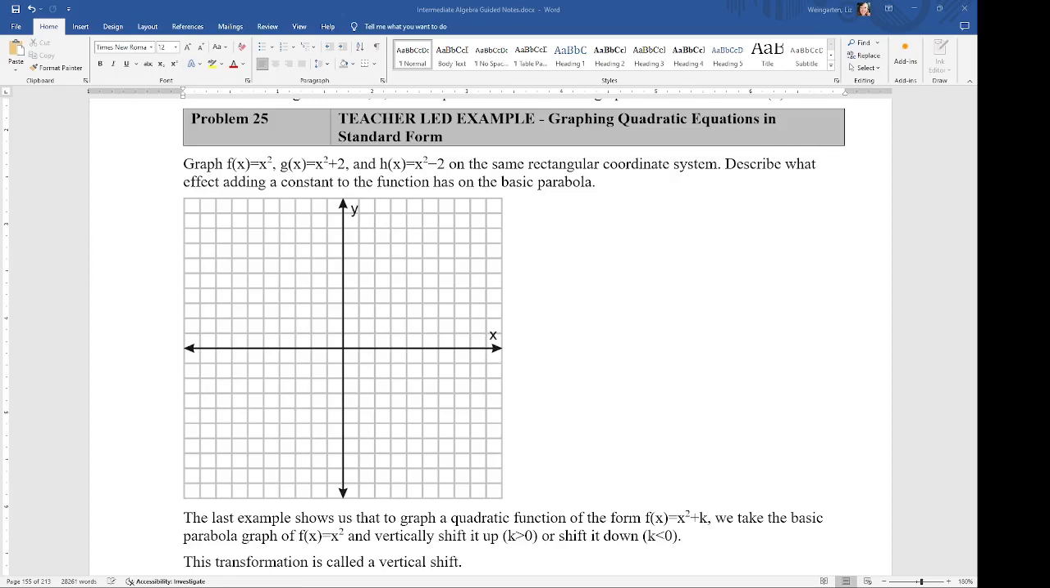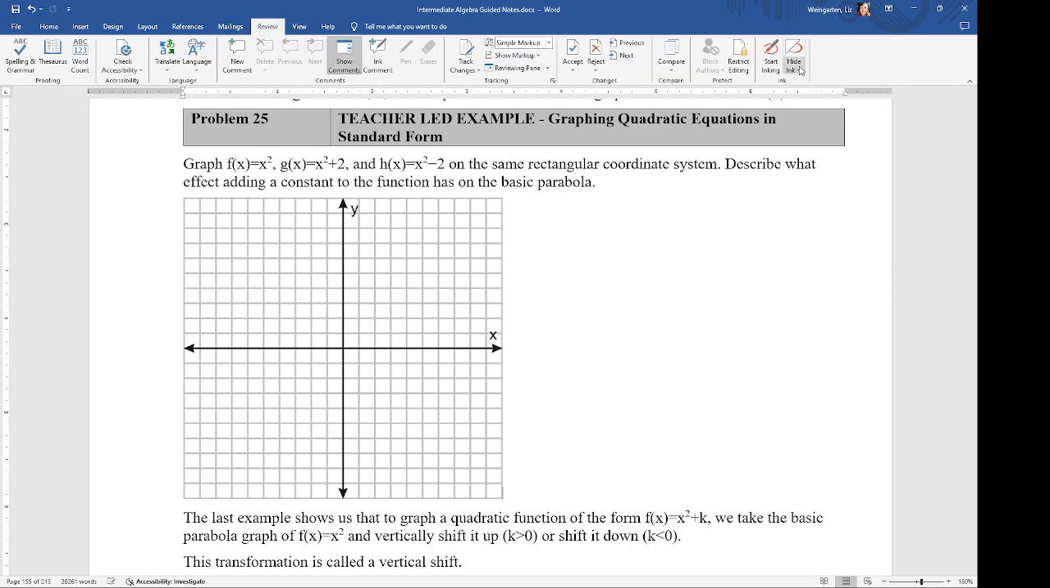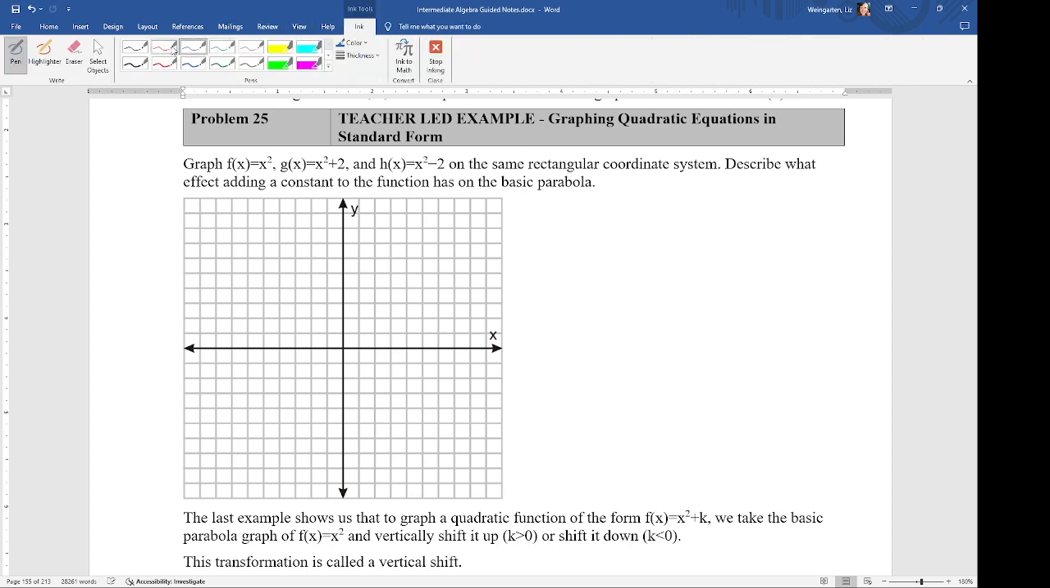Alright, in problem 25, I'm going to do some more graphing the way that I do not want you to graph, but this time it's to prove a better point. So what I'm going to do, I'm going to draw a table.